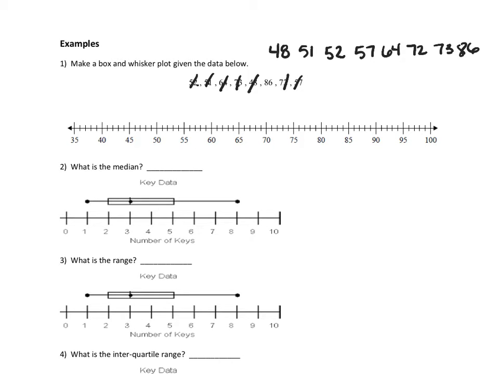1, 2, 3, 4, 5, 6, 7, 8. 1, 2, 3, 4, 5, 6, 7. Just always make sure your numbers match up. So we are going to find our lowest value is 48. Our highest value is 86.